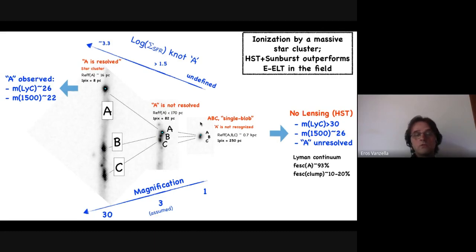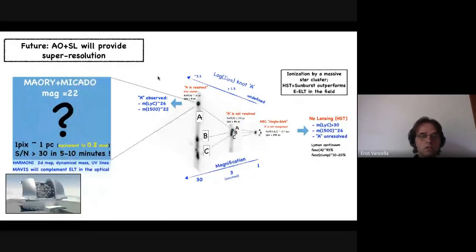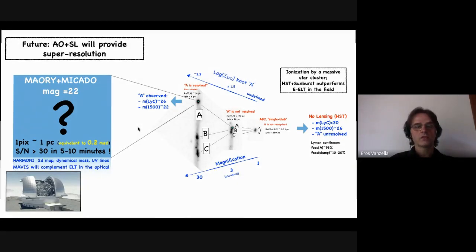Of course, if we put this kind of target in the focus of ELT, like MORFEO and MICADO, for example, this is quite bright. In 5 to 10 minutes, actually, we can get an image with a resolution of 1 parsec per pixel. It is sort of super resolution. And of course, this is true also for other lenses. Okay, so I'm going to finish.